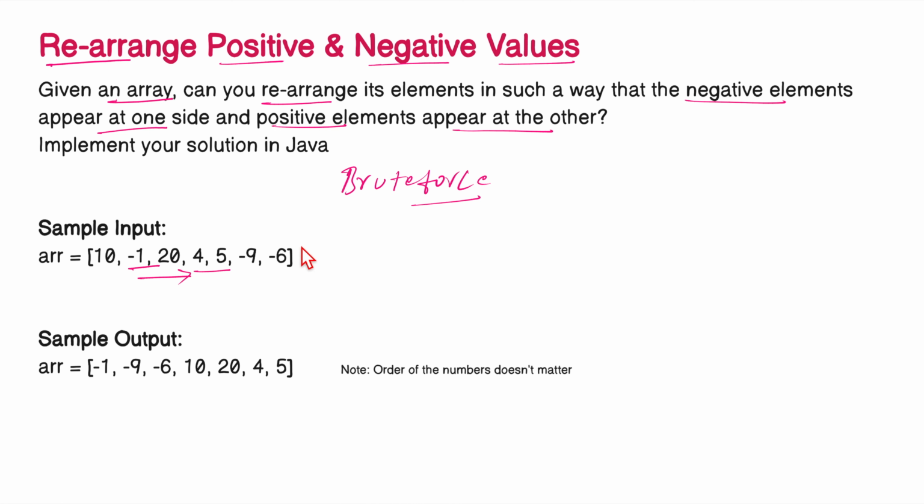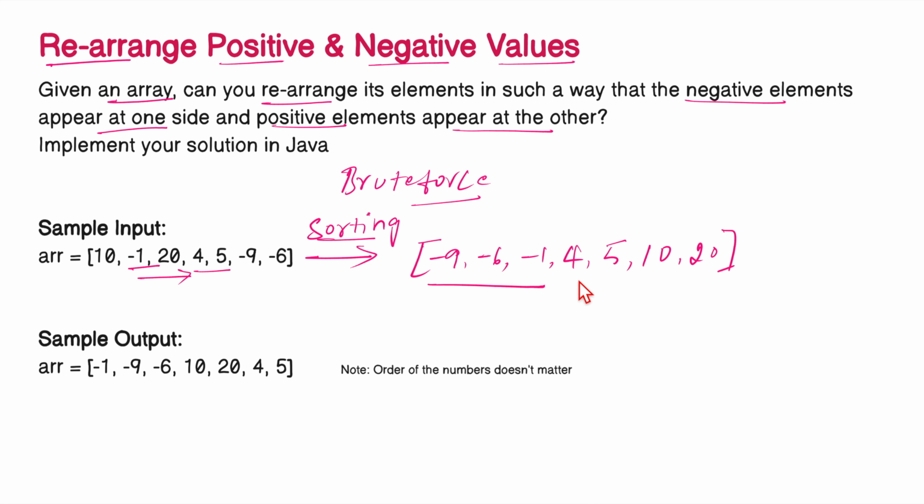When we see this problem, straight away we can sort the array. When we sort this array, all the negative elements end up at the start, and all the positive elements are positioned in the second half. So the array will be -9, -6, -1, and then 4, 5, 10 and 20. All the negative values are at the start and all the positive values come after that.